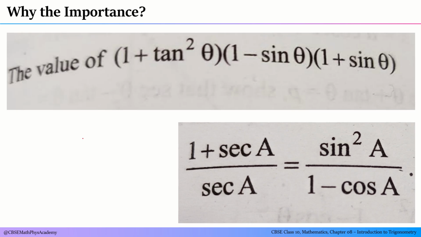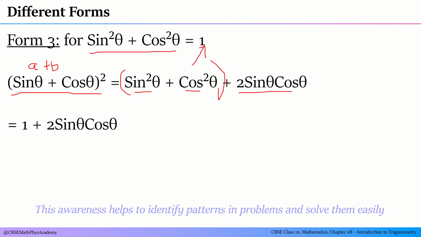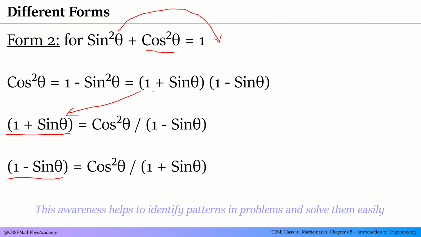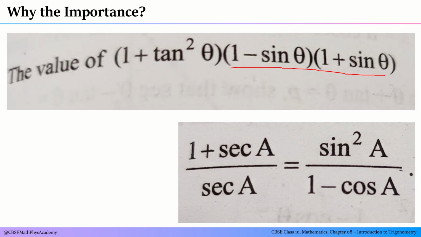So how does this awareness help you? See, for example, this is one of the problems. The moment you see this pair 1 minus sin theta into 1 plus sin theta, you must see this as 1 minus sin square theta, which is nothing but cos square theta. In this problem, when you substitute cos square theta, this is the trigonometric identity 2, which is secant square theta. Secant square into cos square becomes 1. So we'll discuss the problem part more in detail subsequently.